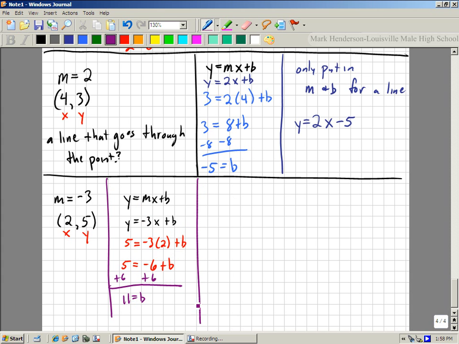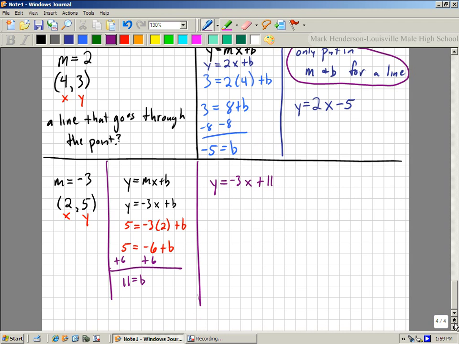But again, I am not done with my equation yet. This is the important thing up here. Only put in m and b. That was the biggest mistake every year that I teach this. People always substitute in x, y, m, and b. You only want to put in the m and b. So this is y equals negative 3x plus 11. Pretty simple, right? Okay. One last thing, and we are already finished.